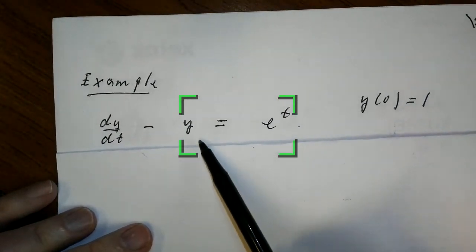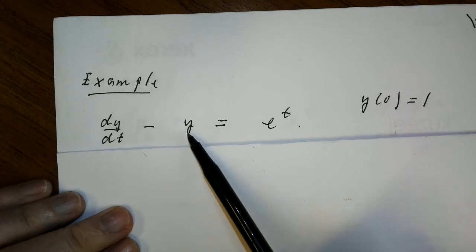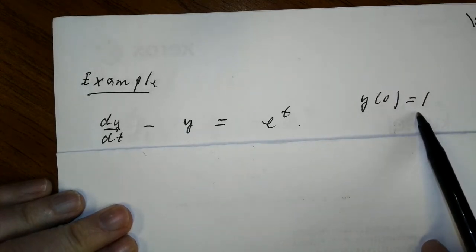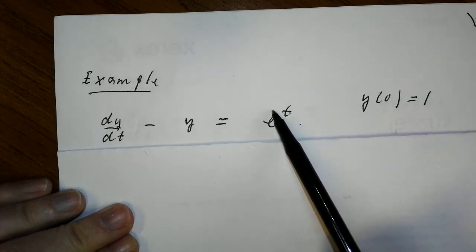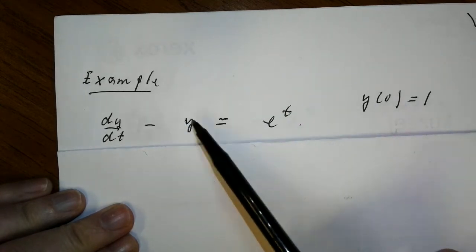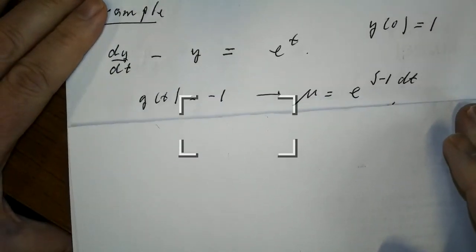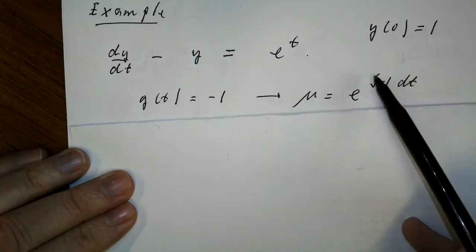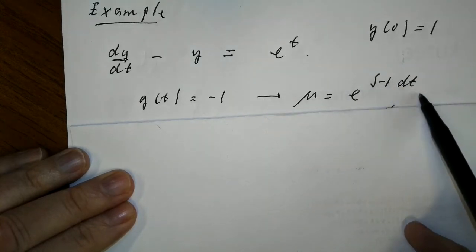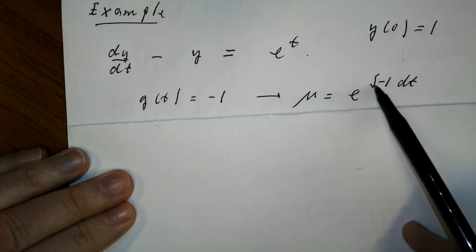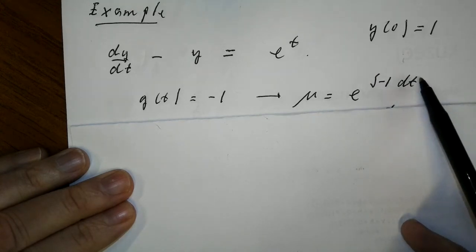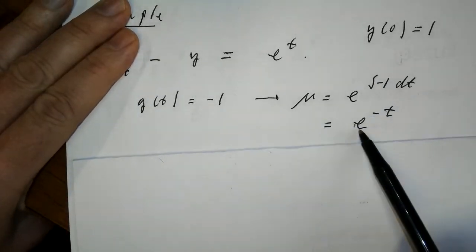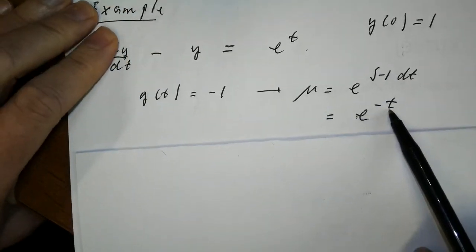Suppose we have the differential equation dy/dt minus y equals e^t with the initial condition that y(0) is 1. In this case, r(t) is e^t and g(t) is negative 1. So our first step is to calculate the integrating factor. We take g(t), we integrate it, and then we exponentiate the result. Well, the antiderivative of minus 1 is just negative t, so mu would be e^(-t).